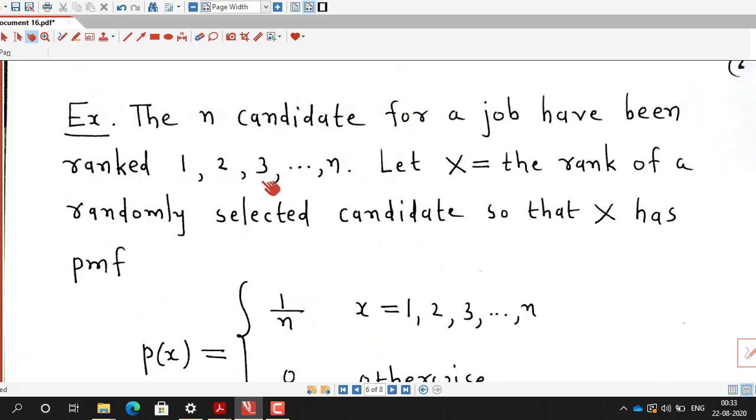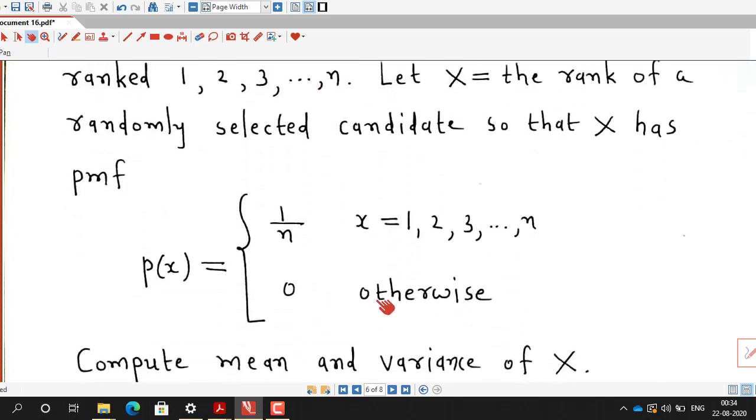then it can be any candidate from 1 to n, and the total number of outcomes is going to be n. So if candidate 1 is selected, then there are no chances of selection of the remaining candidates. So outcomes in favor of 1 is only 1. Similarly, for any of these 2, 3 up to n, outcomes are always 1 in favor of selecting any candidate. So the probability of selecting any candidate from 1 to n is 1 by n, and otherwise we consider P of x equal to 0.